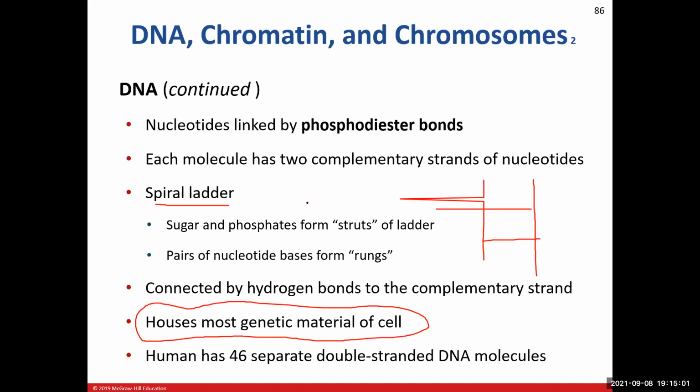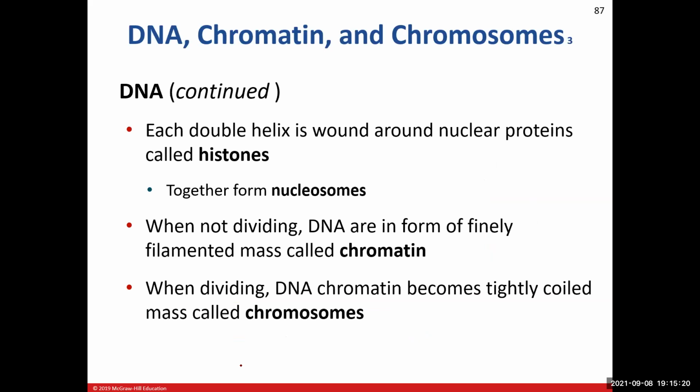But you should know, when we're talking about humans, we have 46 chromosomes, or separate double-stranded DNA molecules. 46, you should know that number. So what we're going to do is take that ladder and twist it around.